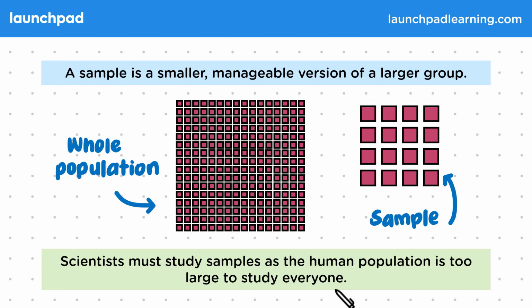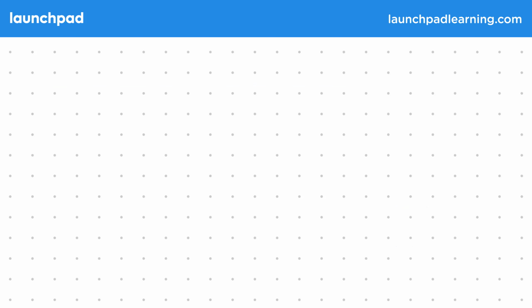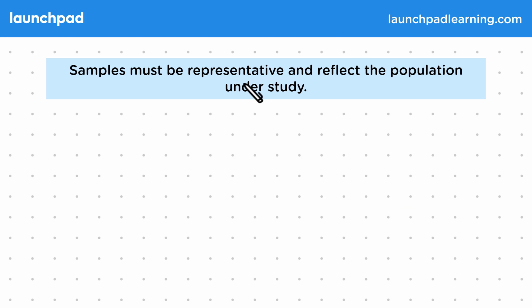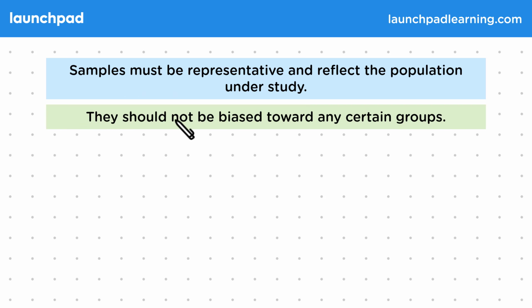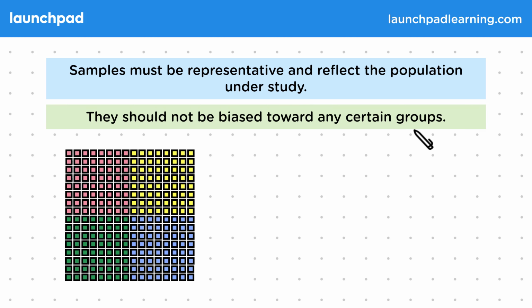So, what is it important to consider when scientists are using samples? Samples must be representative and reflect the population under study. This means that they should not be biased toward any certain groups. Here we have 4 groups in a population of 256. Group 1 in pink, Group 2 in yellow, Group 3 in blue, and Group 4 in green.